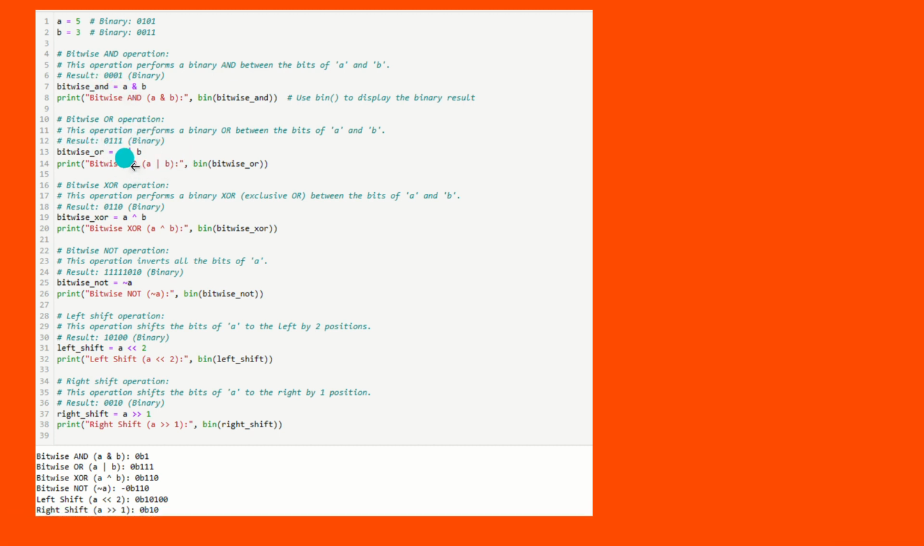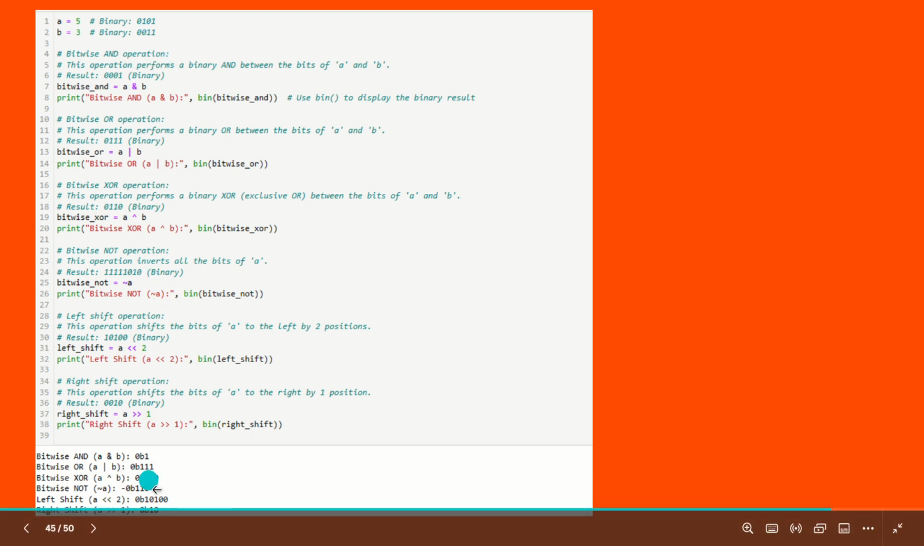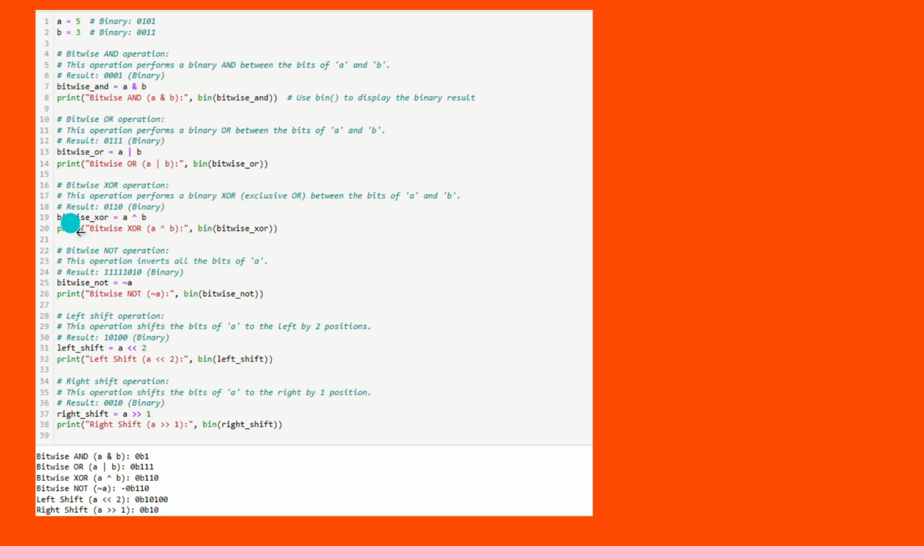Next, bitwise OR operation. Same. This is the symbol, which is the pipe symbol. Okay. Next, bitwise OR. 1, 1 will get 1. 0, 1 gets 1, 1, 0 gets 1, 0, 0 gets 0. You should get 1, 1, 1. Binary 1, 1, 1 should be your bitwise OR result.